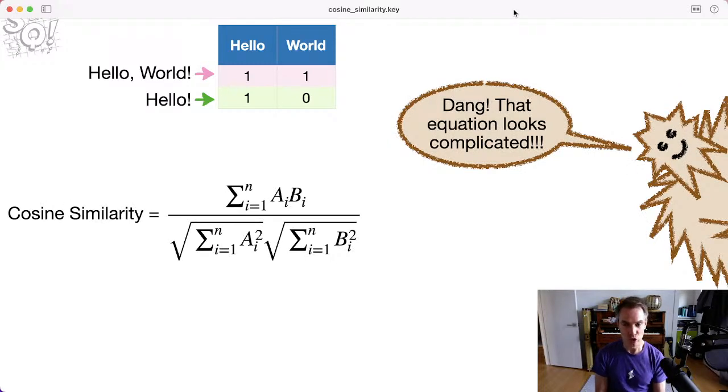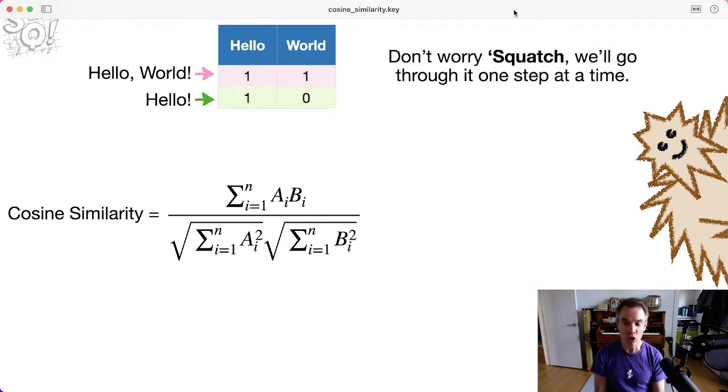Dang, that equation looks complicated. Don't worry, Squatch. We'll go through it one step at a time. Thanks.